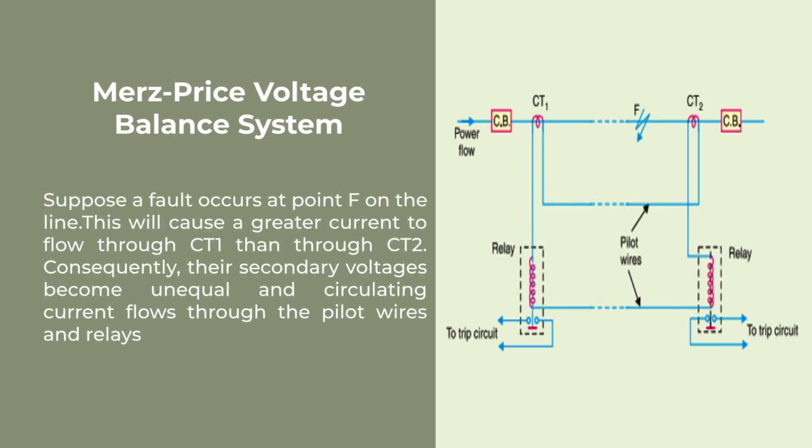Suppose in balance condition, a fault occurs at point F on the line as shown in the figure. This will cause a greater current to flow through CT1 as compared to CT2. Consequently, their secondary voltages become unequal and circulating current flows through the pilot wire and the relay. The circuit breakers at both ends of the line will trip out and the faulty section will be isolated.